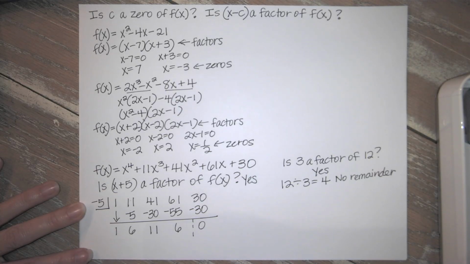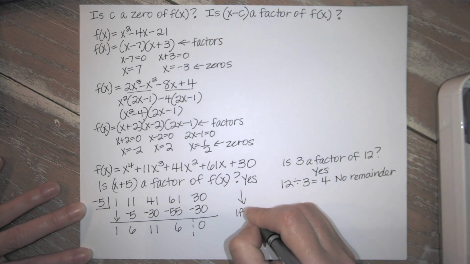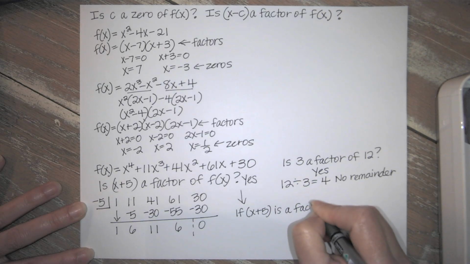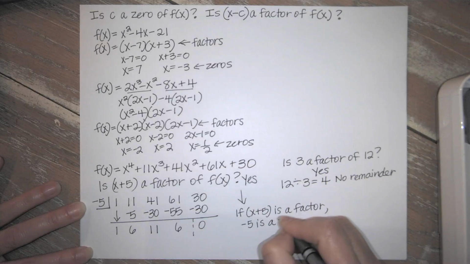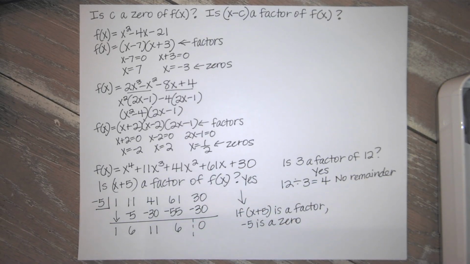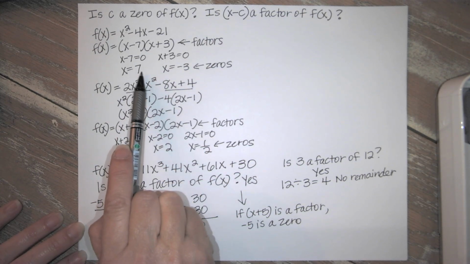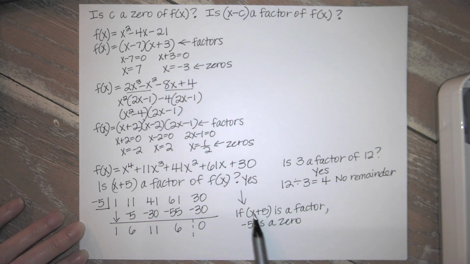of this polynomial. And if x plus 5 is a factor, let's write this down, one other thing we know is that negative 5 is a 0. So let's just keep that in mind. Just like up here, if x minus 7 is a factor, then 7 is a 0. If x plus 3 is a factor, then negative 3 is a 0. So when I did this division and I found out that x plus 5 is a factor, that tells me also that negative 5 is a 0.